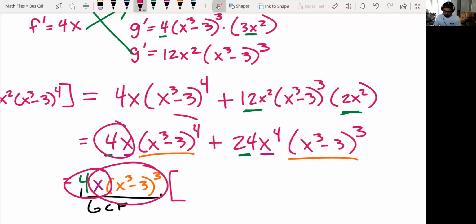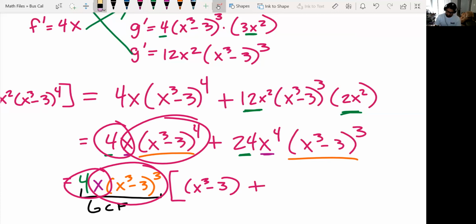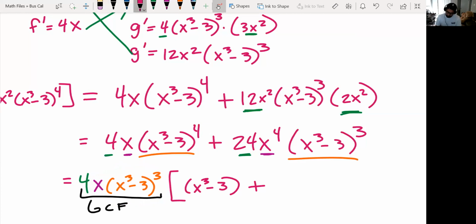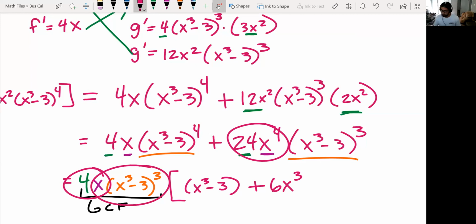X cubed minus 3 to the 3rd, from x cubed minus 3 to the 4th, you will only be left with one of them left. So in here, I'll have just x cubed minus 3. Plus, let's do it again. 4x from 24x to the 4th. Well, 4 from 24, and when I say from, I mean divided from. So you take out a 4 from 24, we're going to get 6. And x from x to the 4th will give me x to the 3rd. And then x cubed minus 3 to the 3rd, from x cubed minus 3 to the 3rd, cancel.